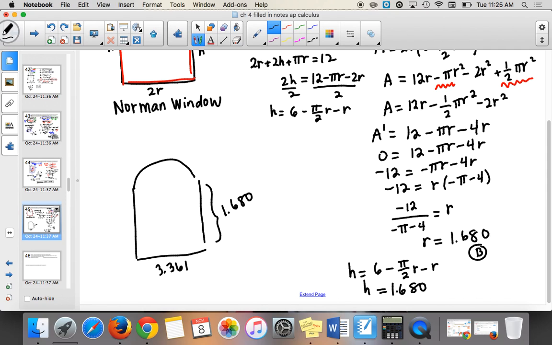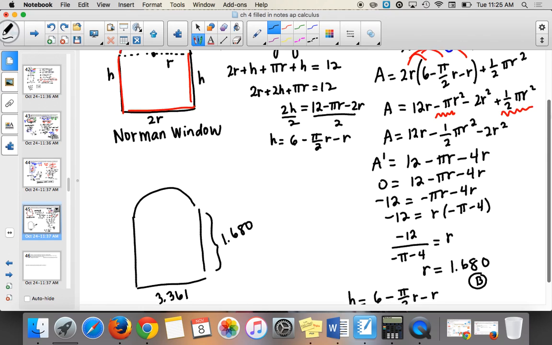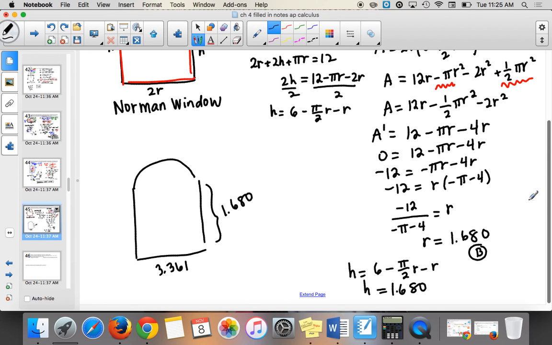All right, do we understand that? Where did the 3.361 come from? That came from, it was 2r originally, like in my drawing. Do you see how it's 2r on the bottom? So I just doubled it. Oh, okay. And then I guess I should put my units, right? These are meters. The big old window. So is that the dimensions? Yeah, those are the dimensions.